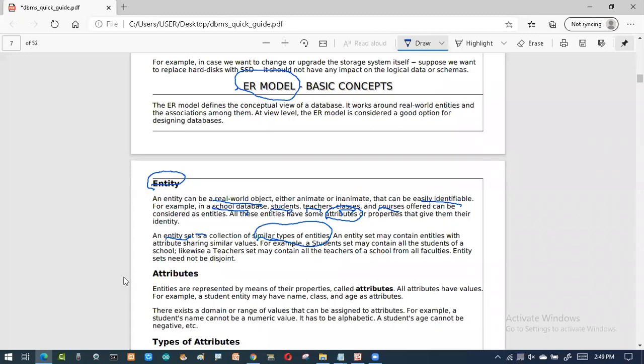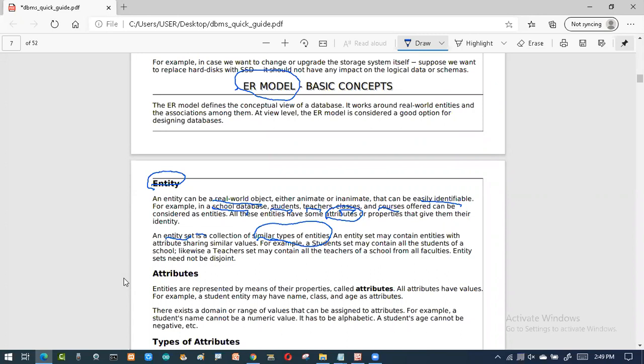For example, if student is an entity, and the person goes to the school or the college, then the teachers set contains all teachers of the school. But for that particular student you will be finding n number of teachers of the concerned subjects. So an entity set is a collection of similar types of entities. Why are we using this entity? Because we want to store the information about that particular object.